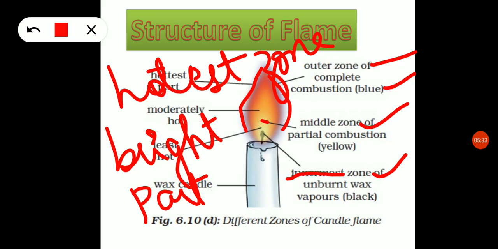Here it is the least hot region of the flame. This innermost zone is black in color. Okay, why is it black in color? Because of the presence of unburnt wax vapors. Okay, so these are the three different zones of the flame: outer zone, middle zone and inner zone, and the outer zone is the hottest part of the flame. Clear?